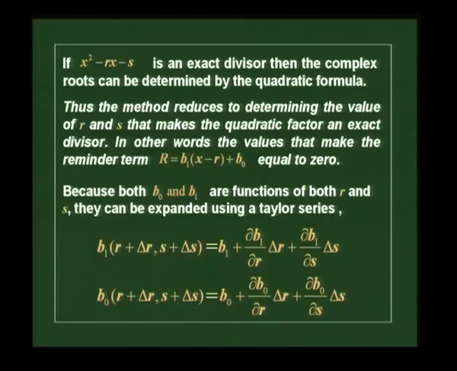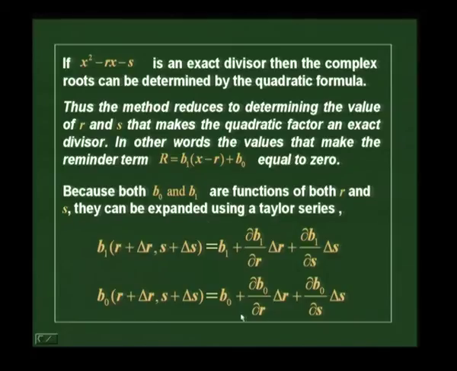Okay, so now we have the bn's. What we are saying is that if this is an exact divisor, then the remainder, that is b1 (x minus r) plus b0, should be 0. So we just choose an arbitrary r and s, divide the nth order polynomial, and we get an n minus 2 order polynomial with coefficients bn to b2, and we get a remainder which is b1 and b0. But if this is an exact divisor, the remainder is 0. Okay. So we have to choose r and s such that b1 and b0 are 0.